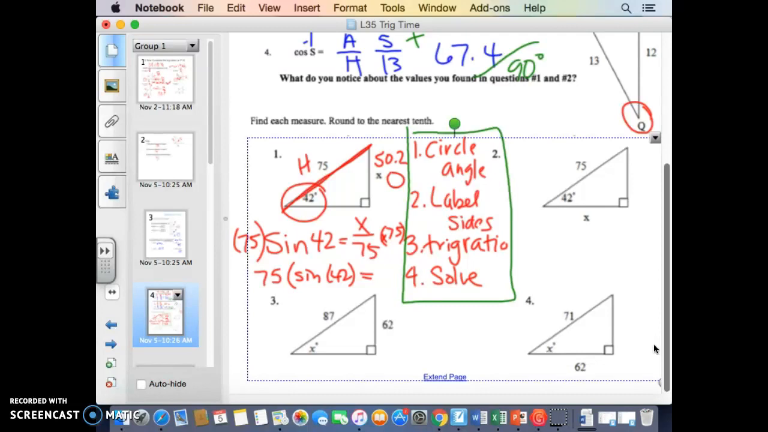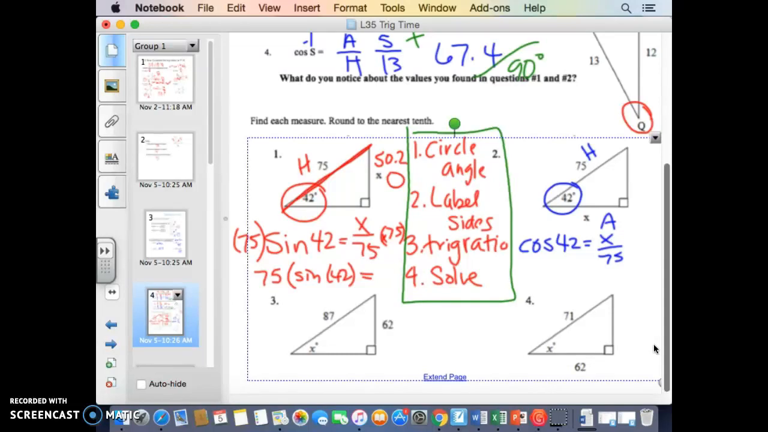So let's look at the second problem. First thing, I'm going to circle my angle. So I'm here at 42. Now I've got to label my sides. So this is adjacent and this is hypotenuse. So now I'm looking at cosine of 42 is going to equal x over 75.